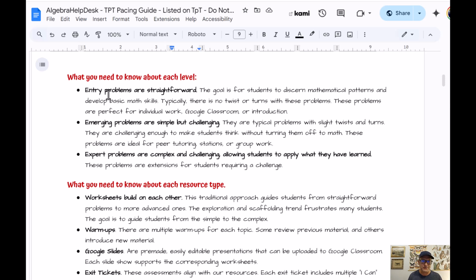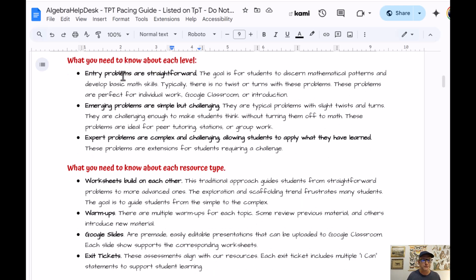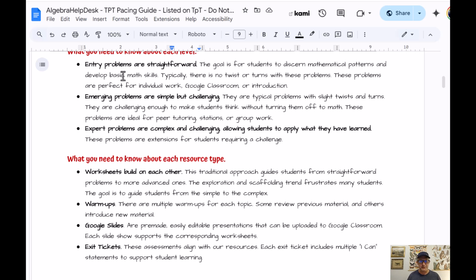Entry, which is just for the students who are either struggling, maybe need some additional support. But these are the most basic, straightforward problems. There's no twist, there's no turns. A lot of these problems are exactly like what you would see in the examples. The emerging problems are simple but challenging. So there's a few slight twists and turns, but not enough to turn kids off to math.